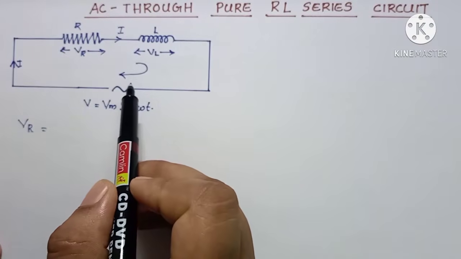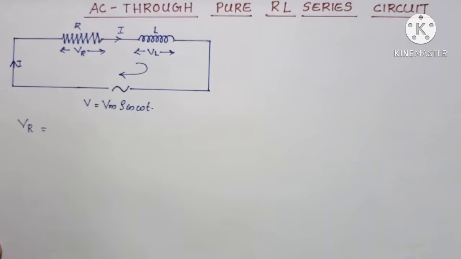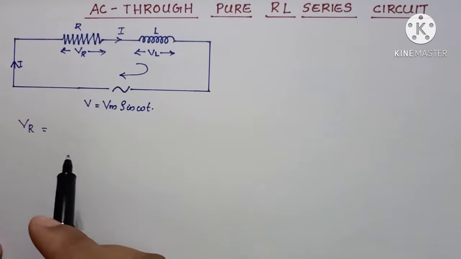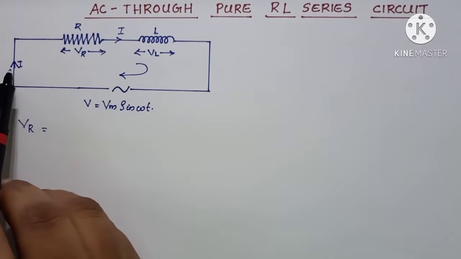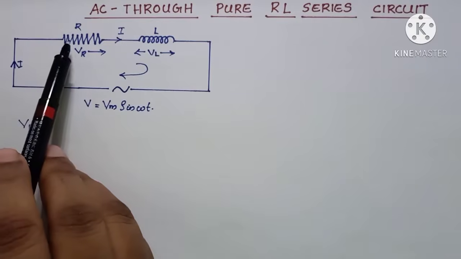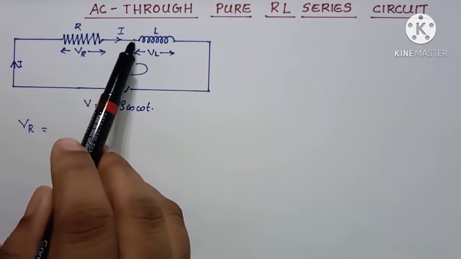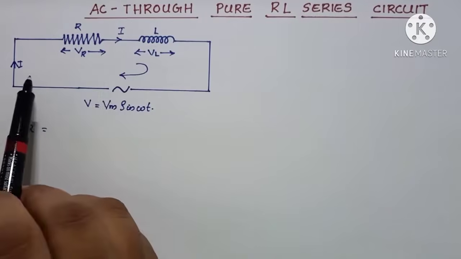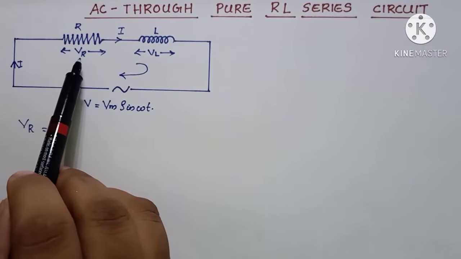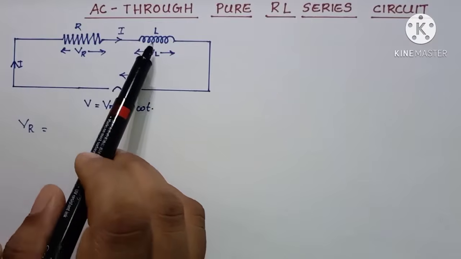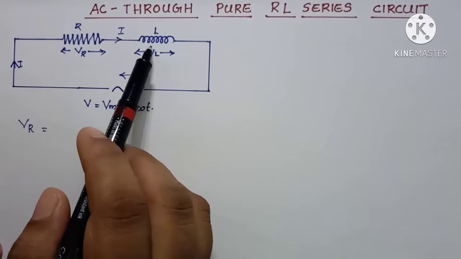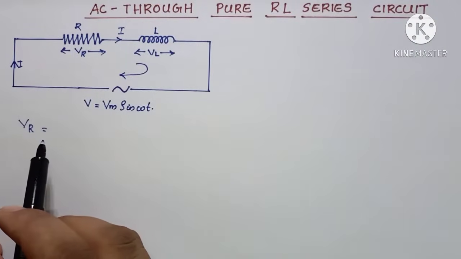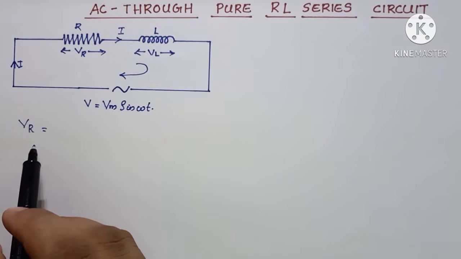In the case of a series circuit, the current will be the same for each and every element. I is the current which is flowing through the resistor, and I is the current that is flowing through the inductor also. And due to this, VR will be the voltage drop across this resistor, and VL is the inductive drop, or due to the inductive effect, the voltage drop across the inductor will be VL. Based on this concept, we can write some equations.